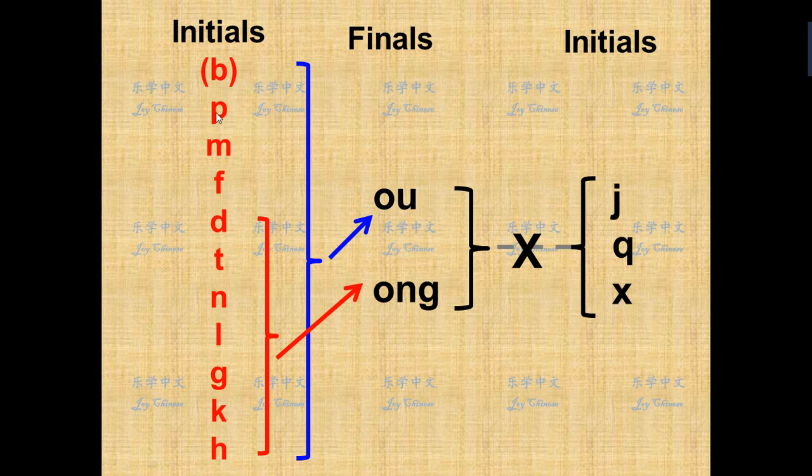Let's try from po: o, po, po, po. De, o, do, do, do. Ge, o, go, go, go. Let's try the combination of de and ong. De, ong, dong, dong, dong. Ge, ong, gong, gong, gong.